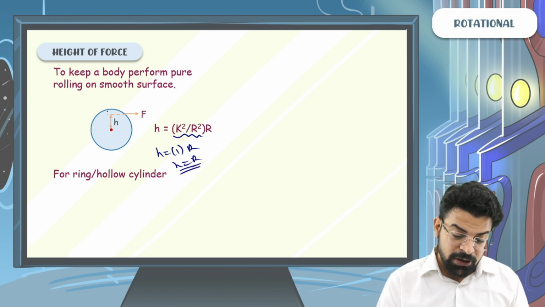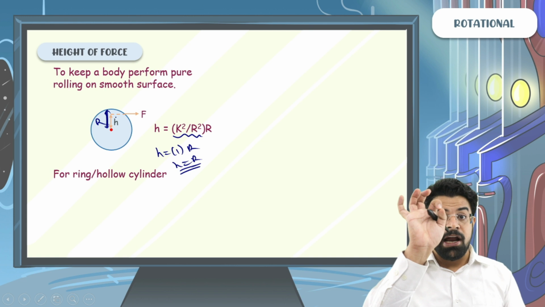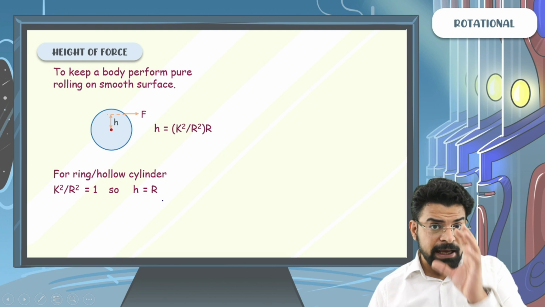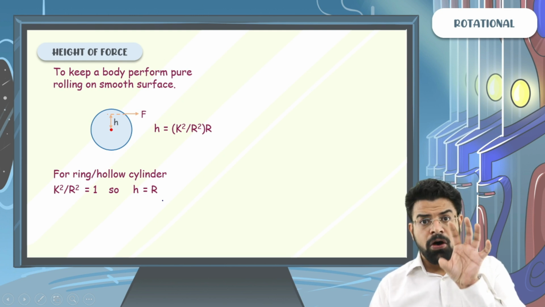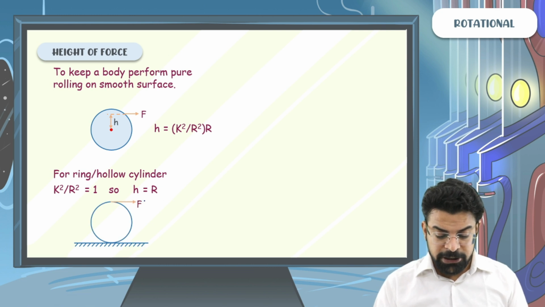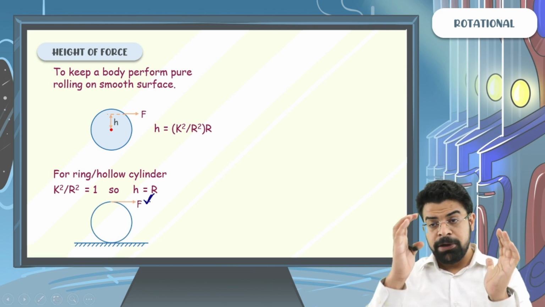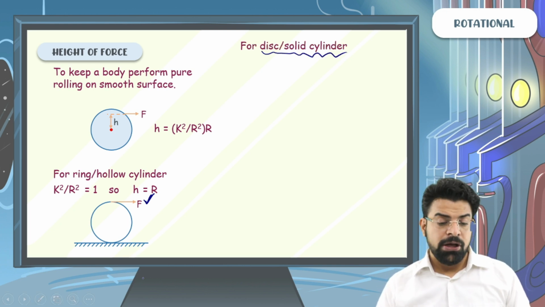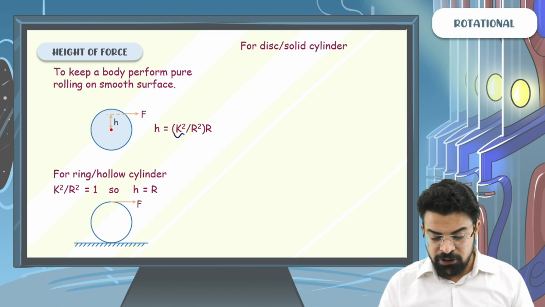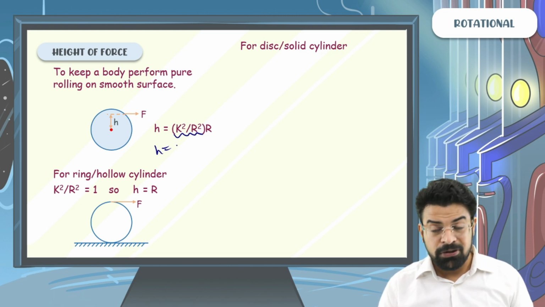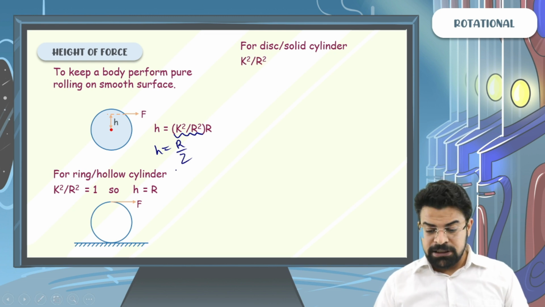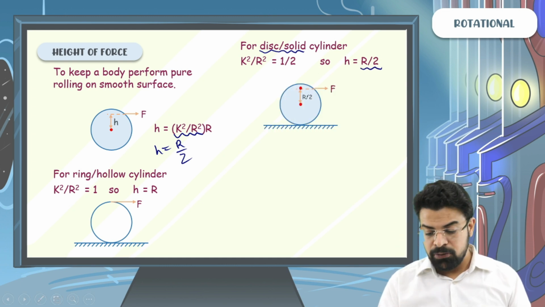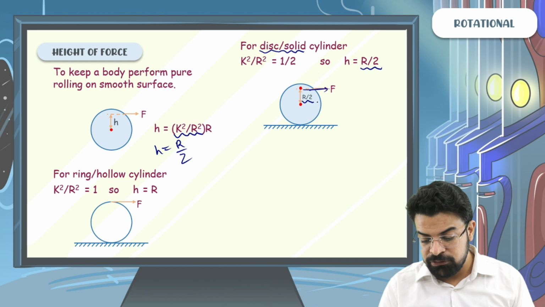If h equals r, it means that the force should act at the topmost point. So k square by r square is 1, so h equals r. So in the case of ring or hollow cylinder, the force must be applied at the topmost point so as to make it roll on a frictionless surface. If you have disc or solid cylinder, the value of k square by r square is half. So h comes out to be half into r, that is r by 2. This means that for the case of disc or solid cylinder, the force must be applied at a height equal to r by 2. So you have to apply the force at half the radius, at a height r by 2.